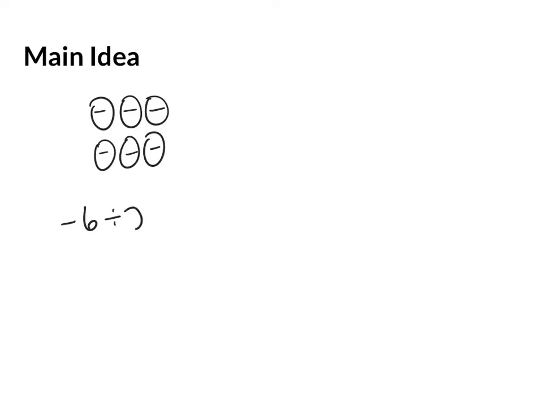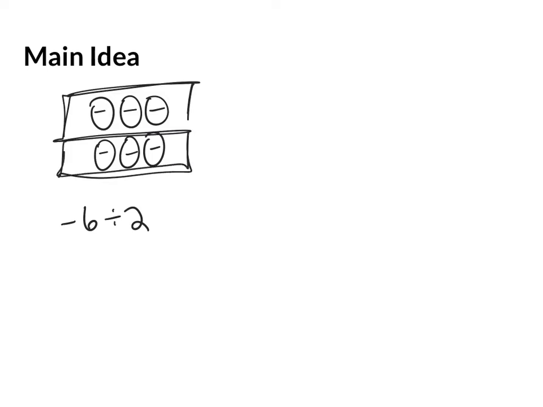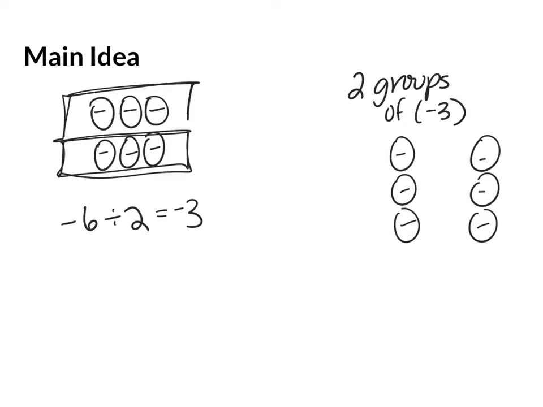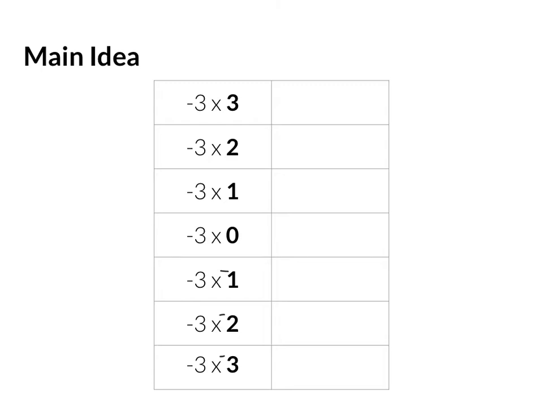It's actually pretty straightforward. Let's say that I have 6 negatives, and I want to divide it into 2 equal groups, or -6 divided by 2. Well, if I divide it into 2 equal groups, each of those groups would have 3 negatives in it. The same is true for multiplying. If I have 2 groups of -3, then altogether I have 6 negatives.